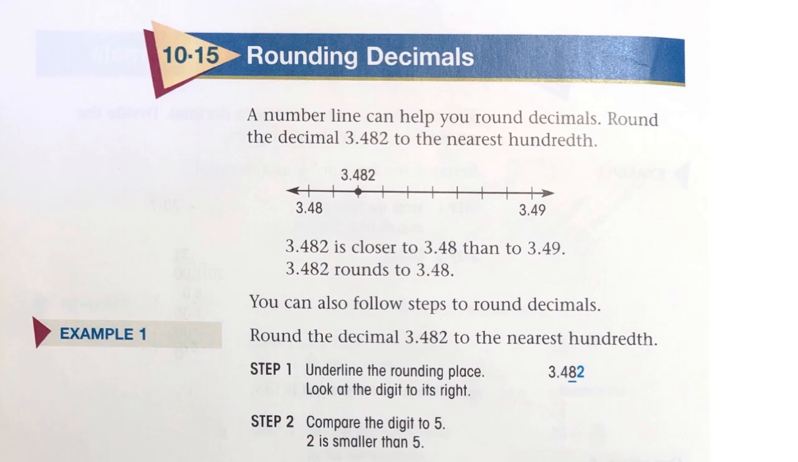Basic Math, Chapter 10, Section 15, Rounding Decimals. A number line can help you round decimals. Round the decimal 3 and 482 thousandths to the nearest hundredth.